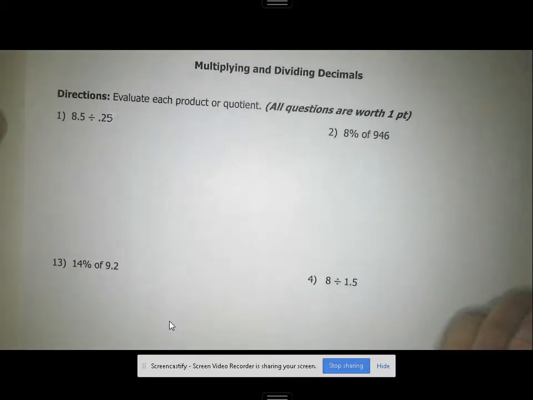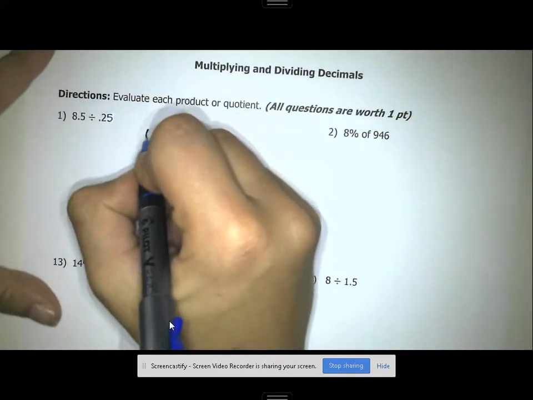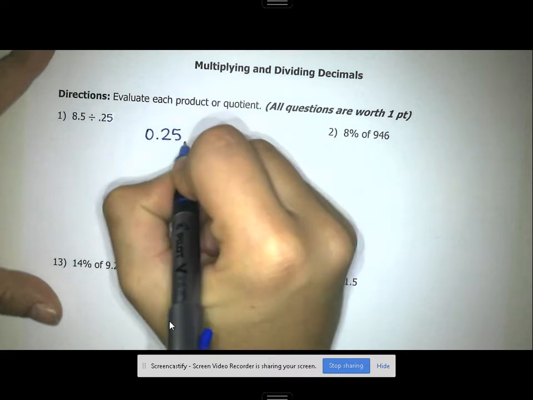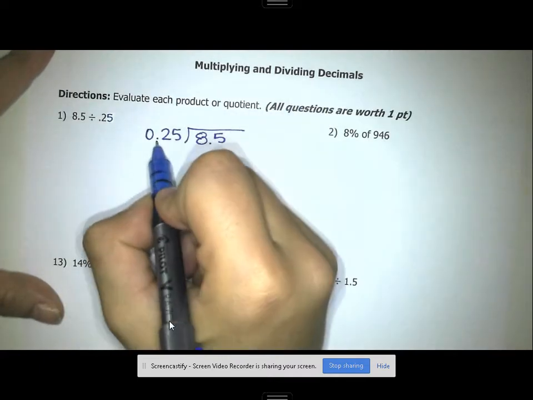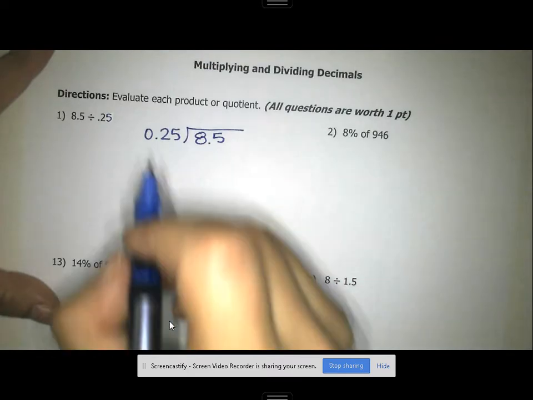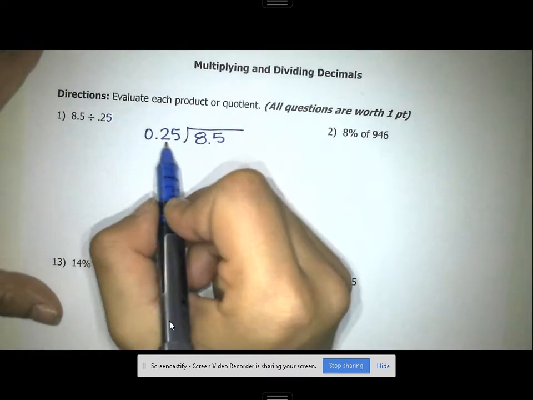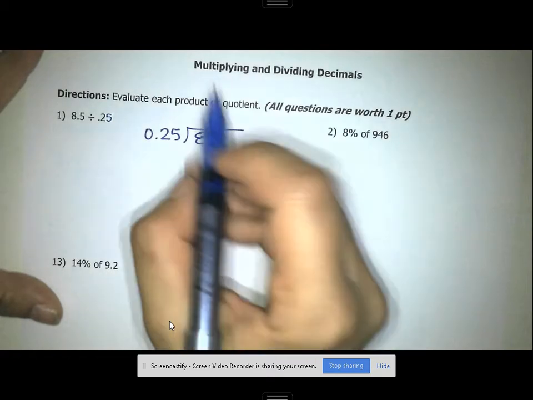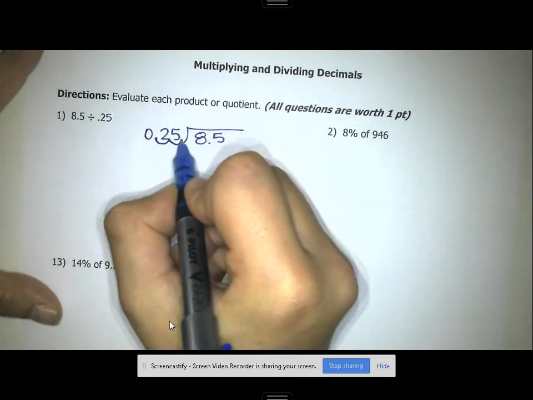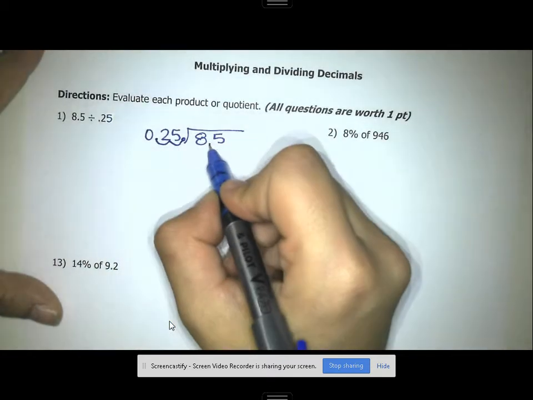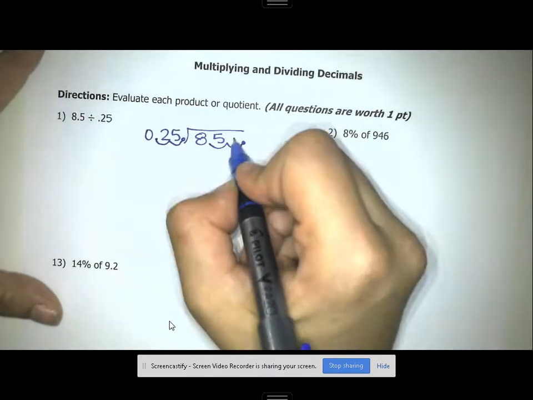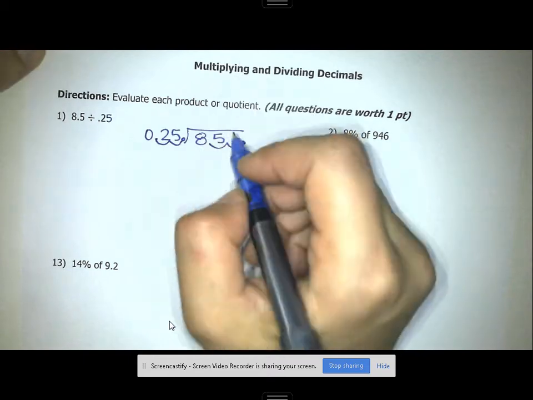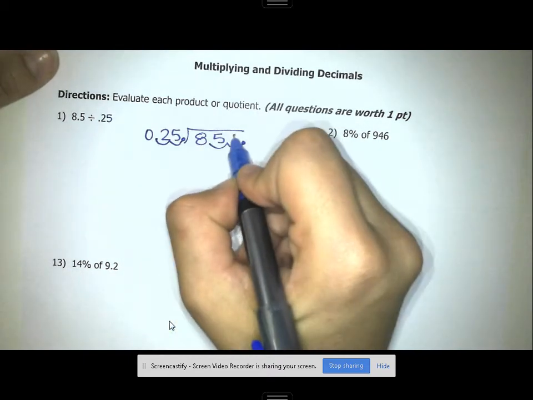In this video I'm going to go over how to multiply and divide decimals. Now when you're dividing decimals, you can't have a decimal in front of numbers in your divisor. You need your divisor to be a whole number. So you move the decimal until your divisor is a whole number, and you have to move the decimal the same amount of times in your dividend to make it multiplied by the same factor of 10.